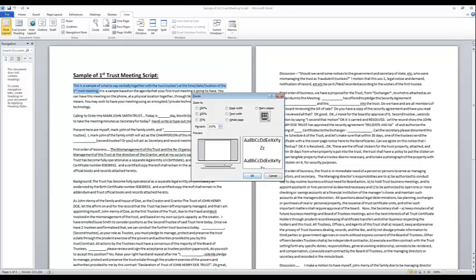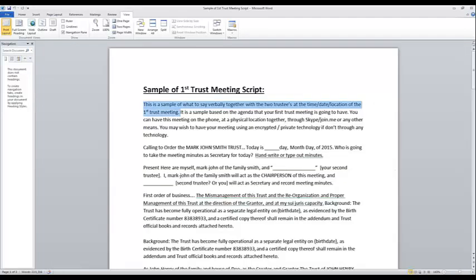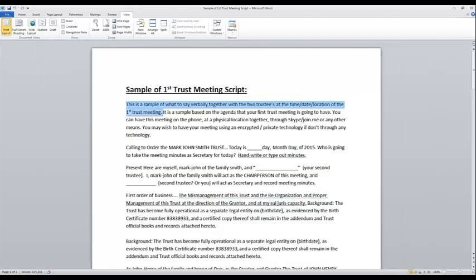I hope you guys see the amount of time that we put into making things easy for you. It is a sample based on the agenda that your first trust meeting is usually going to have. You can have this meeting on the phone, at a physical location together, through Skype or join.me or any other means. You may wish to have your meeting using an encrypted or private technology, which we're going to have future webinars about.